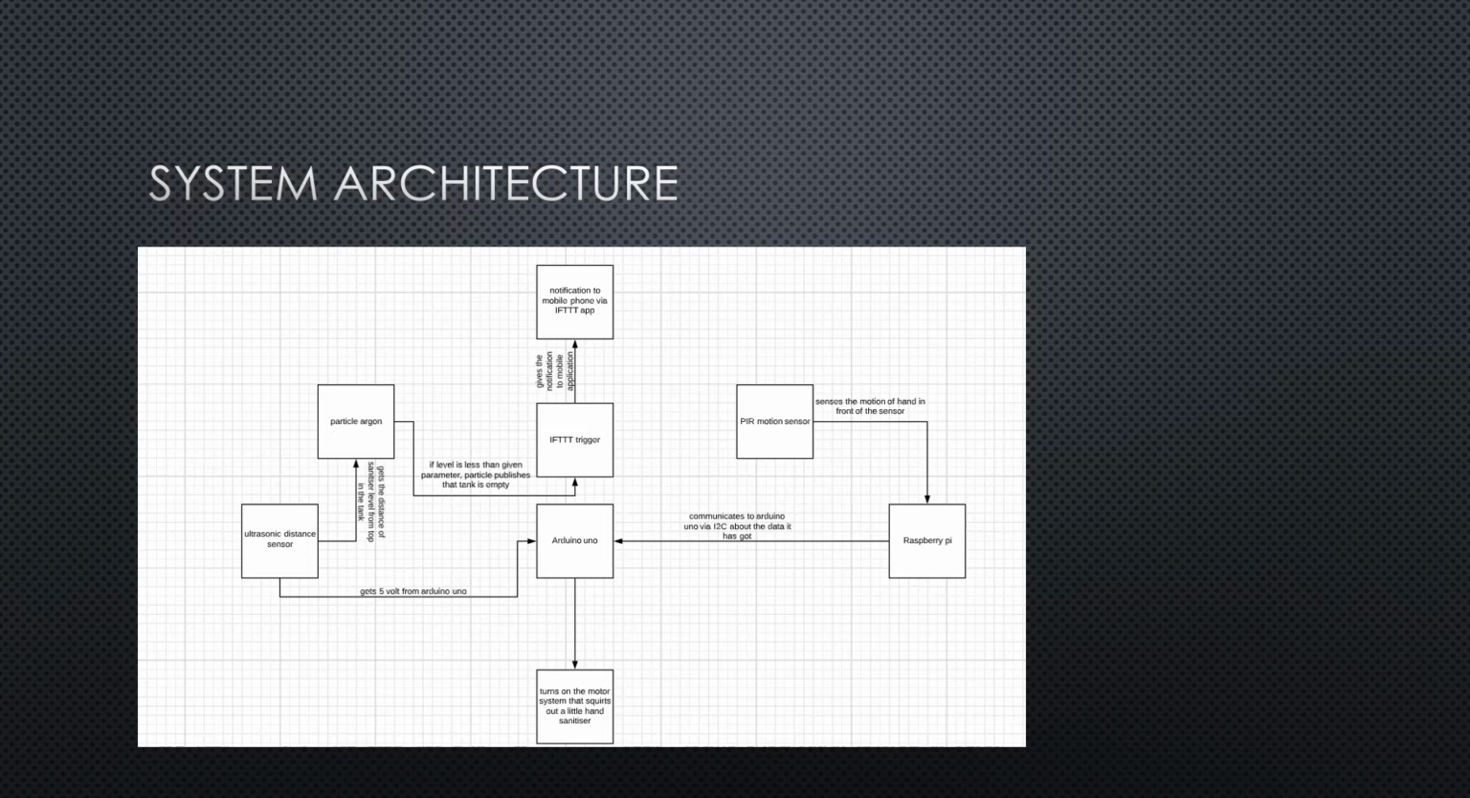The one thing which I have depicted is that the ultrasonic distance sensor connected to the Arduino Uno works only when it gets 5 volts. The Particle Argon can just give 3.3 volts. So that is why I have connected the 5-volt pin from the ultrasonic distance sensor to the Arduino Uno.